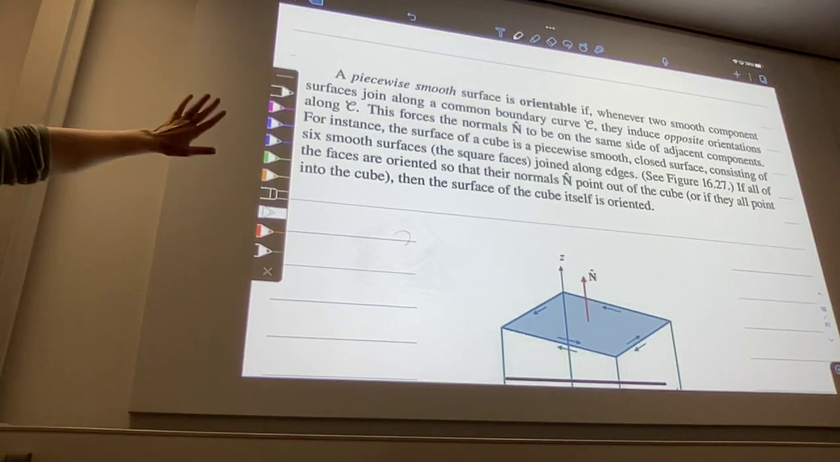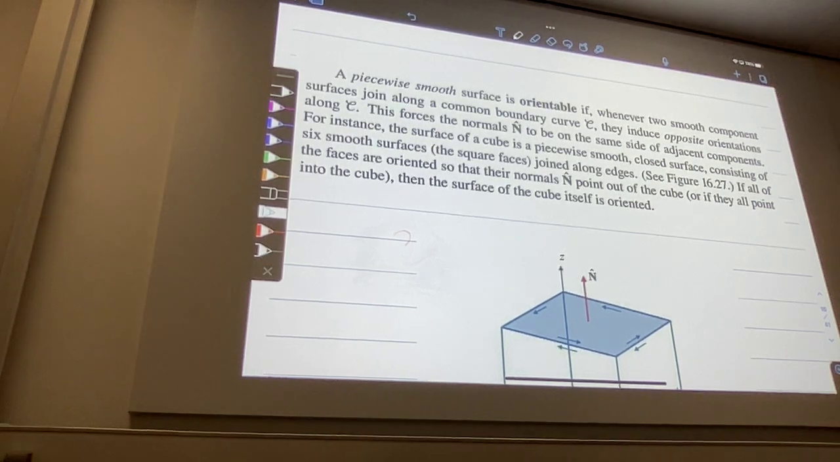And you can read a little bit about this. We're not going to worry about piecewise smooth. It's basically just saying, if you're building up a surface from lots of little bits, how can you ensure that it's orientable? That's how you do it.